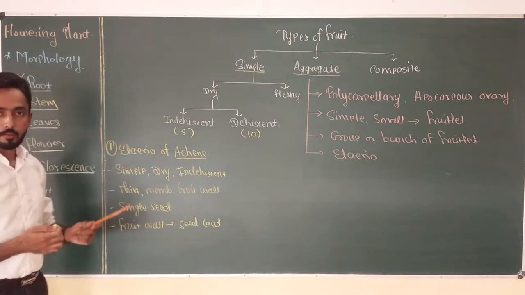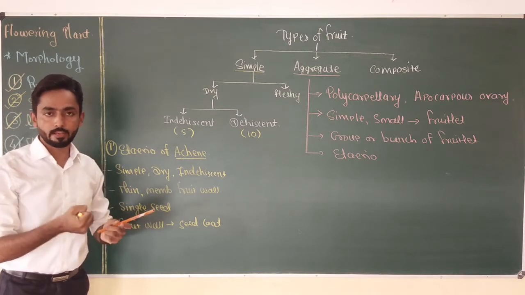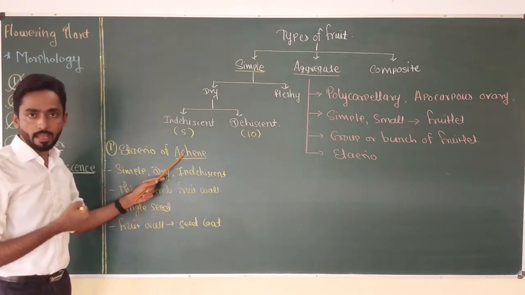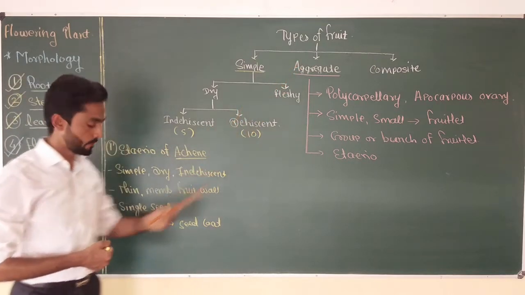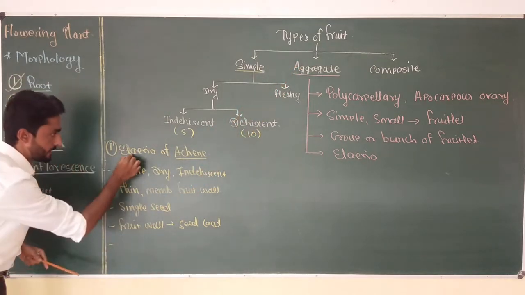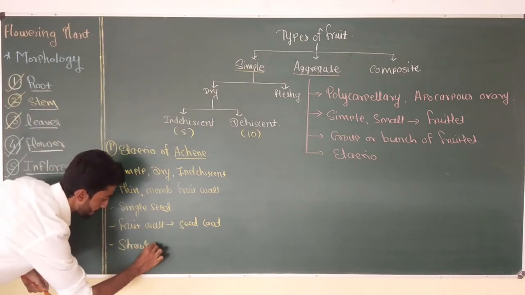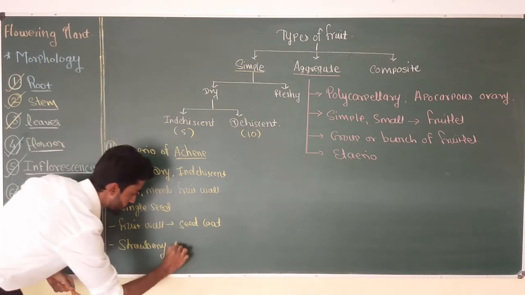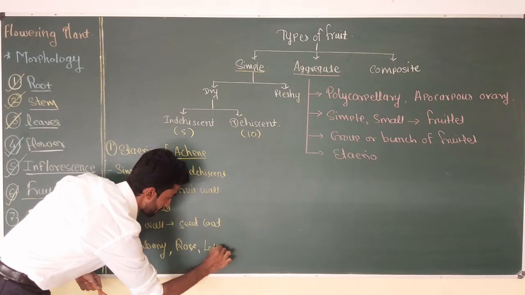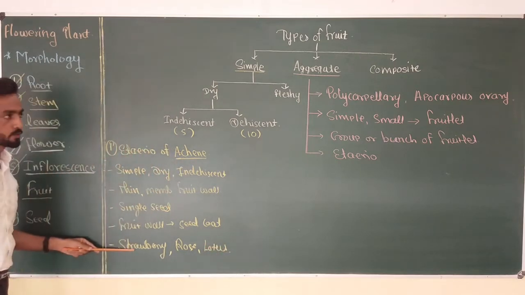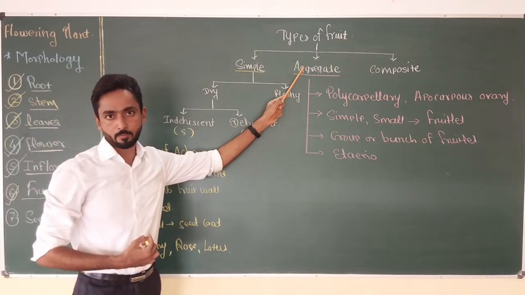And when many achene type fruits come together, they form an aggregate or etaerio of achene, and this is nothing but a type of aggregate fruit. And examples of the etaerio of achene are strawberry, rose, lotus, etc. So all these plants show etaerio of achene type of aggregate fruit.